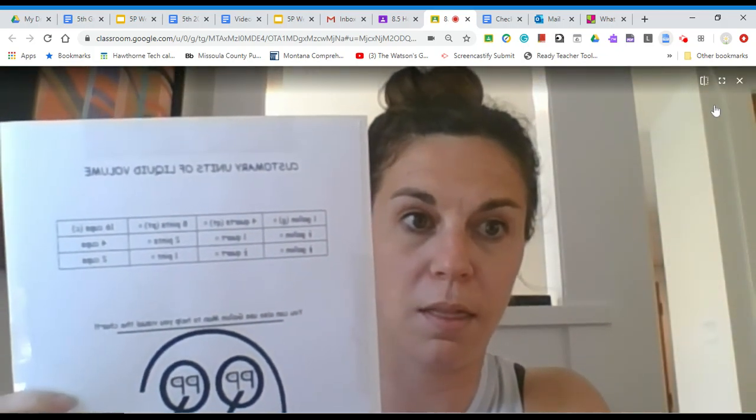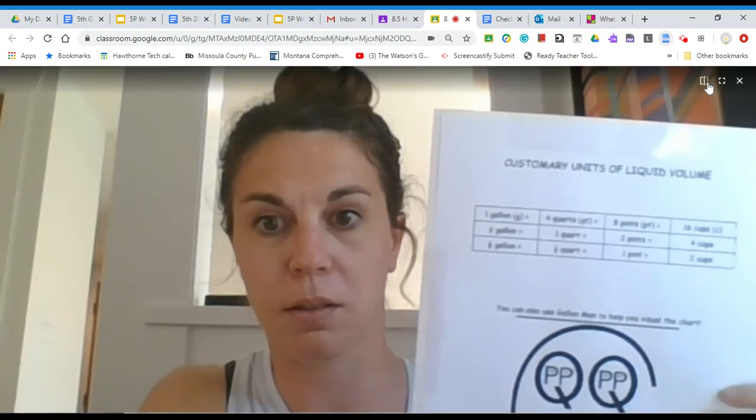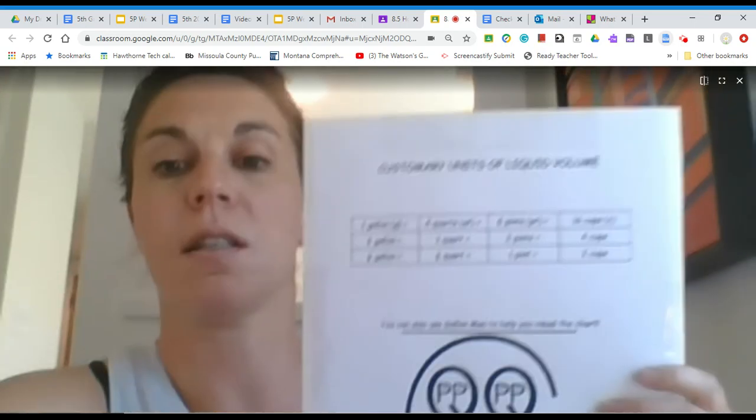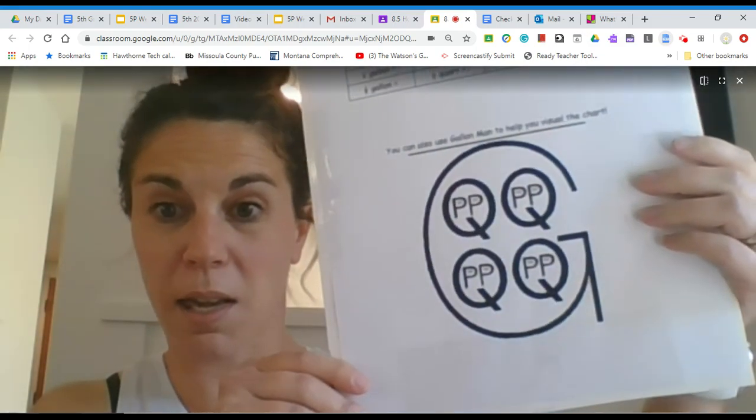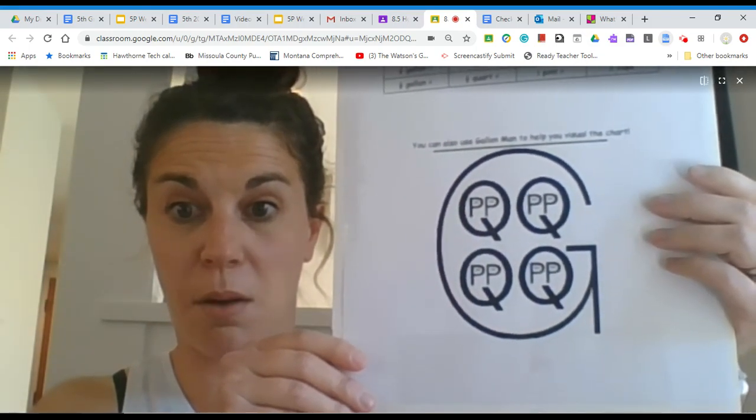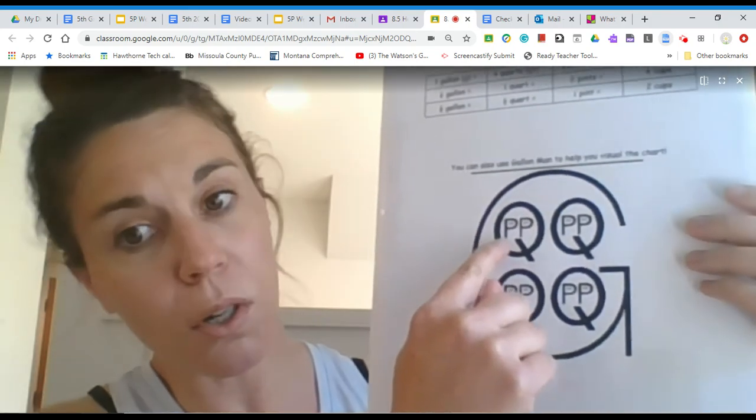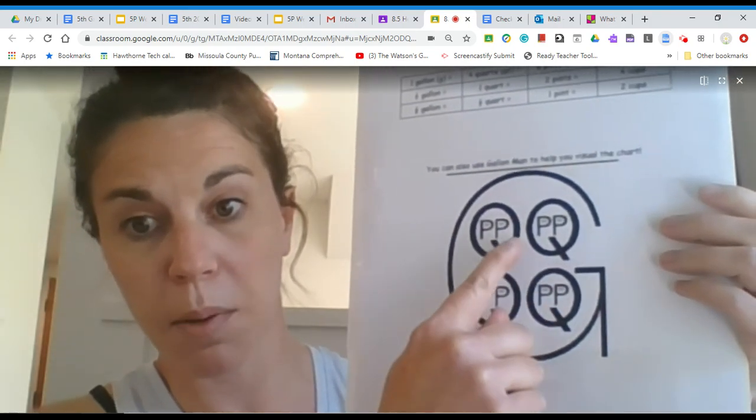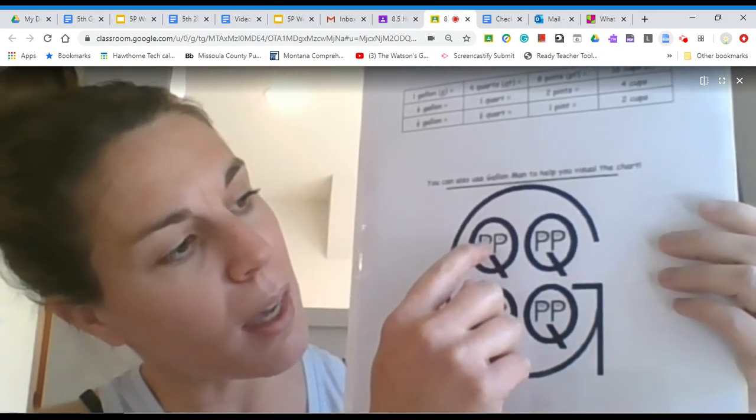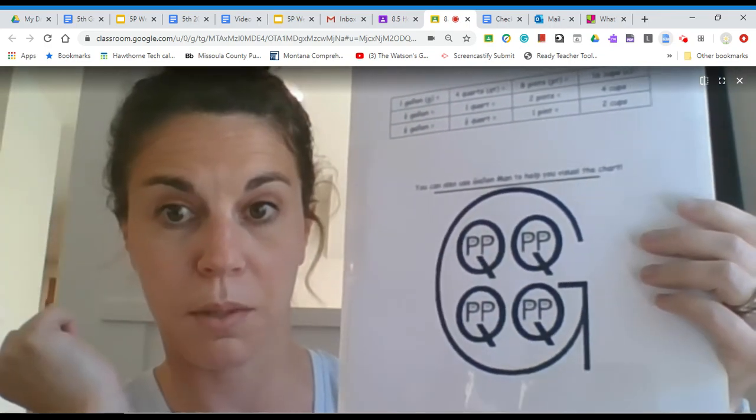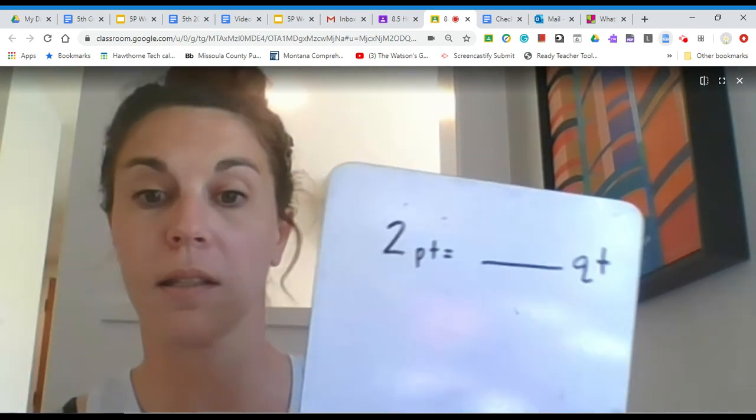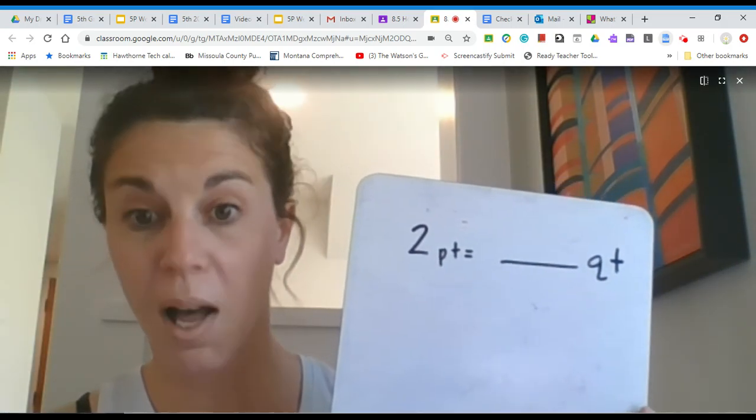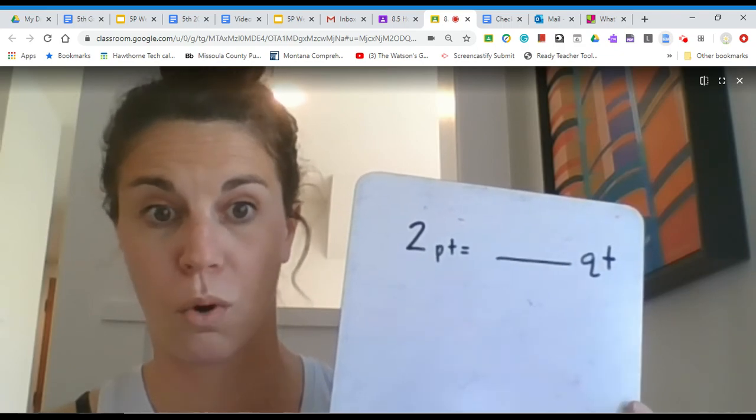Maybe I should go like this. So you're going to be using this chart to help you. And I really look at gallon man a lot of times because that helps me see how many quarts are in a gallon. The P is for pints, and then within the pint is 2 little cups. So on the first one, it says 2 pints equals how many quarts?